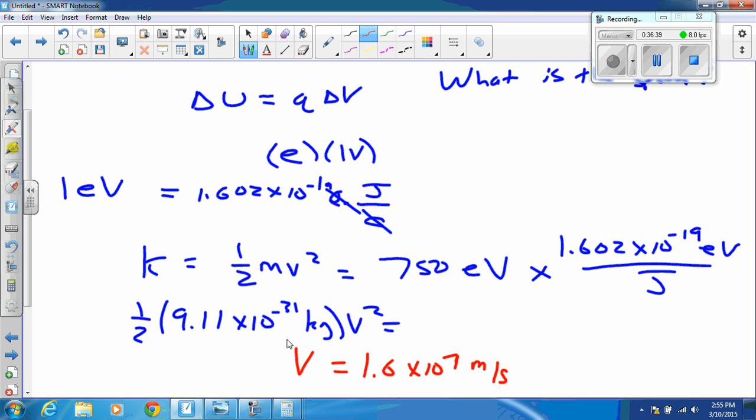What's the fastest that an electron could possibly go? Speed of light. And the speed of light is? 3 something. Specifically, 3 times 10 to the 8 meters per second. You can see that we're bumping up against that. This is about 5% of light speed. And this is actually very routine.